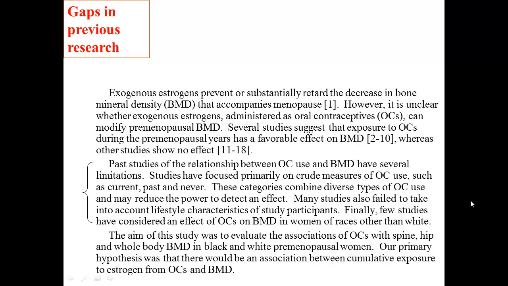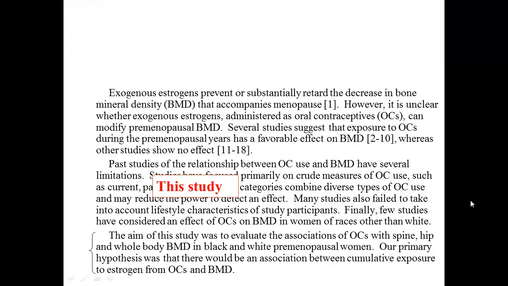So past studies have had several limitations. Some of them have focused on crude measures of oral contraceptive use, such as current, past, and never, rather than measuring it carefully. Many studies have failed to take into account potential confounders, lifestyle effects, and finally, few studies have looked at oral contraceptives and bone mineral density in women of races other than white. So those are the gaps.